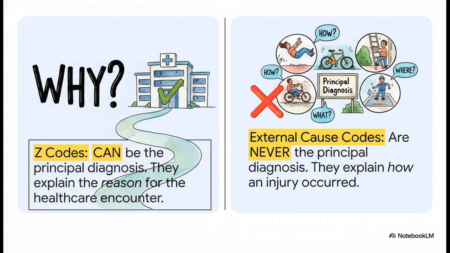Z codes explain the why of the visit. Why is the patient here? And they can be the principal diagnosis. External cause codes explain the how, what, where, and when of an injury, and they can never, ever be the principal diagnosis. They're always extra information. A Z code can be the whole story. An external cause code is just one chapter.